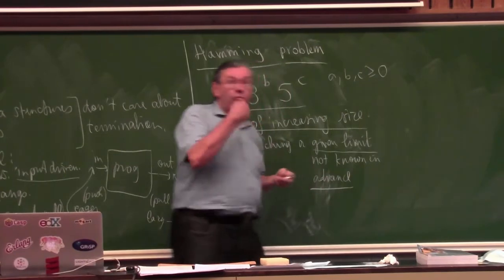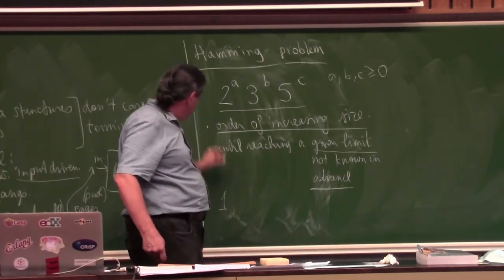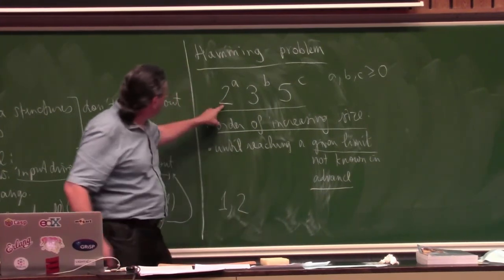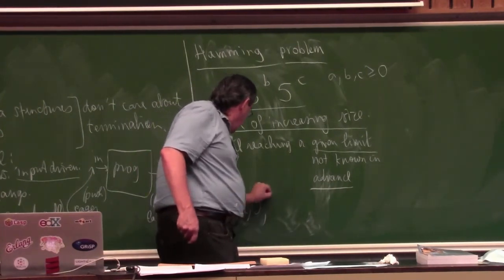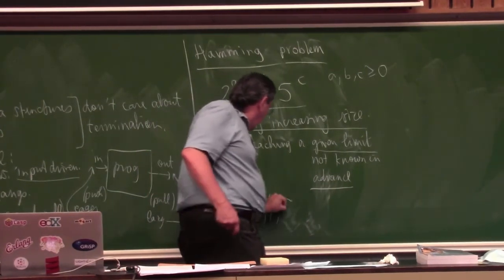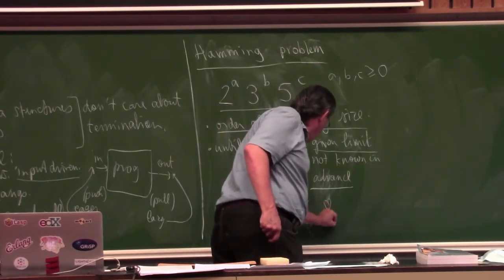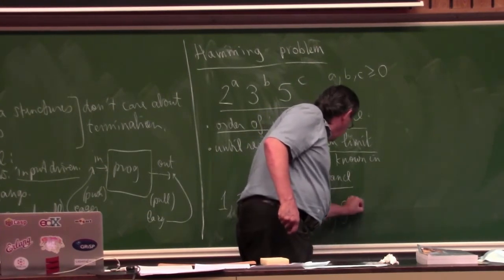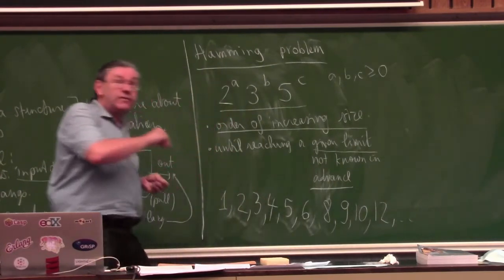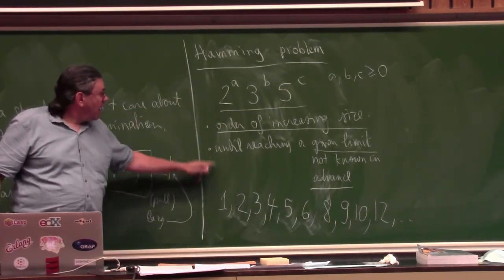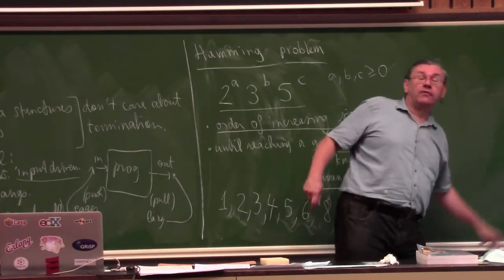That means I want numbers of this form. So I start with 1, okay? The next one will be 2: 2 to the 1, 3 to the 0, 5 to the 0. The next one will be 3, and then 4, 2 squared, and then 5, and then 6. 7 is not there, then it'll be 8, and it goes on. 9, 10, 11 is not there, 12, and so on. So I want to generate this sequence until I reach a given limit, maybe 1,000 or 10,000.